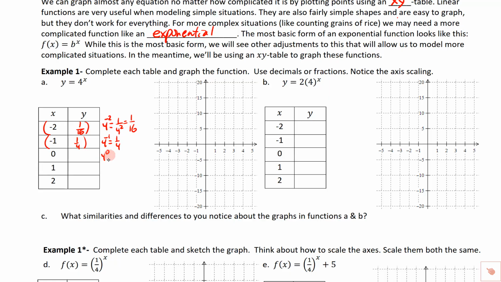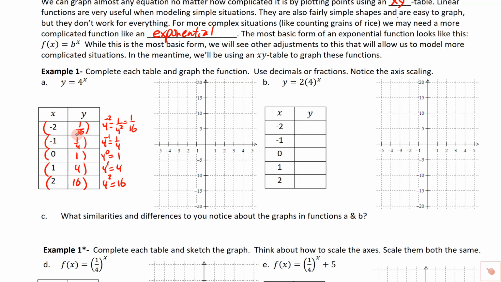And then remember, if we raise any number to the 0 power, we end up with a 1. So this is going to be a 1 right here. And then we're going to do 4 to the first. That's a 4. And we're going to do 4 to the second. Remember, that's not 4 times 2. It's 4 times 4. It's 4 used twice. So that's going to be a 16. So we've got 16 right here. So let's go ahead and graph this.